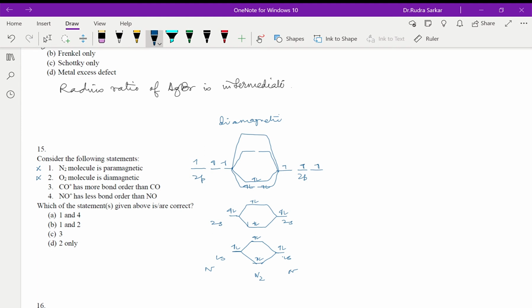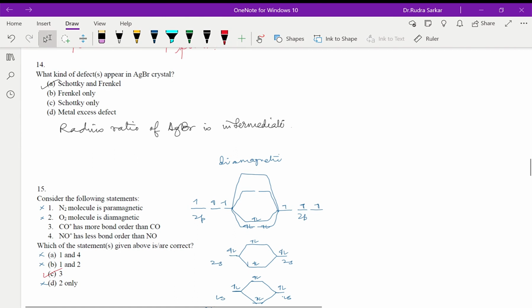So statements 1 and 2 are wrong. That means option A and option B are also wrong, and option D is also wrong. So only 3 can be right. So that way we will say our answer over here is going to be that CO+ has more bond order than neutral CO. Why so?